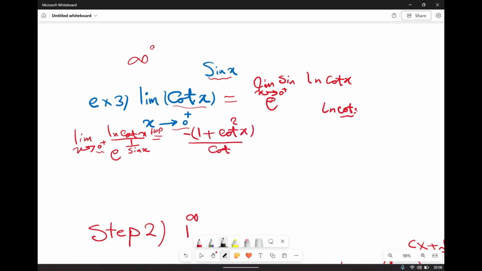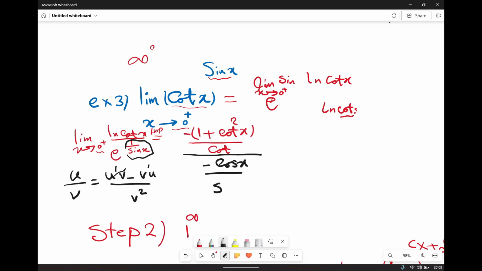It's better to write with another color. And this part, we know u divided by v is (u prime v minus v prime u) over v power 2. Therefore the derivative of 1 is 0 and this cancels. The derivative of sine is cosine, therefore cosine times 1 is minus cosine x over sine power 2x. Let's summarize this.